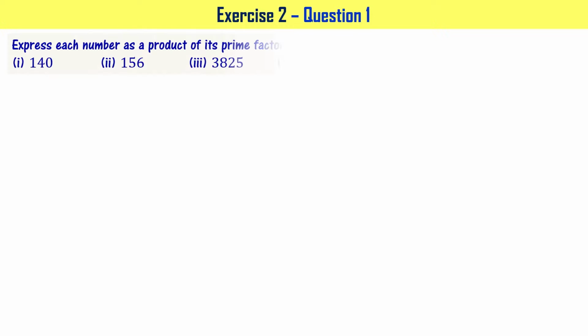Question number 1 is express each number as a product of its prime factors. We are given total 5 numbers. We are asked to express each of the given numbers as a product of its prime factors. Let's start with the first number, that is 140, right?